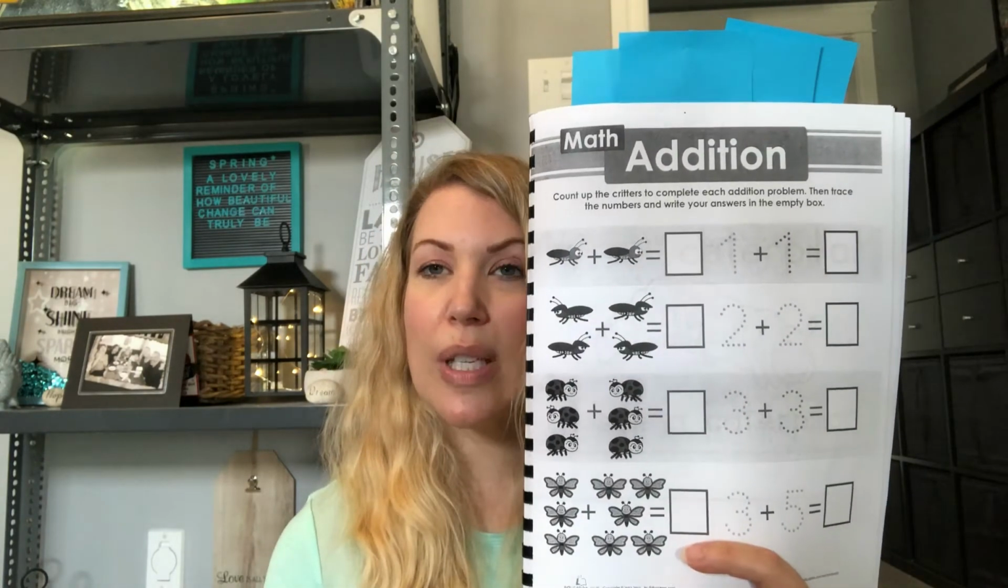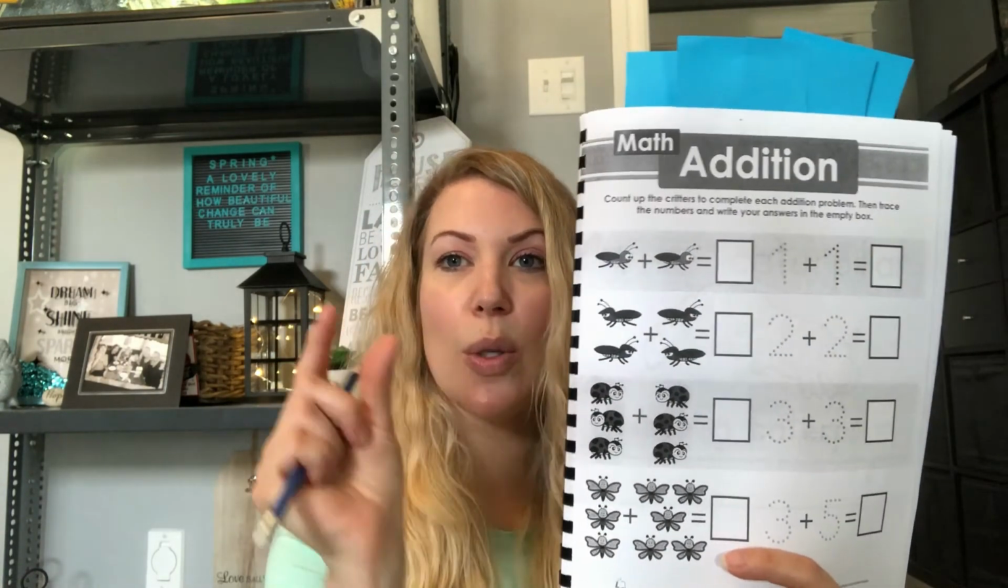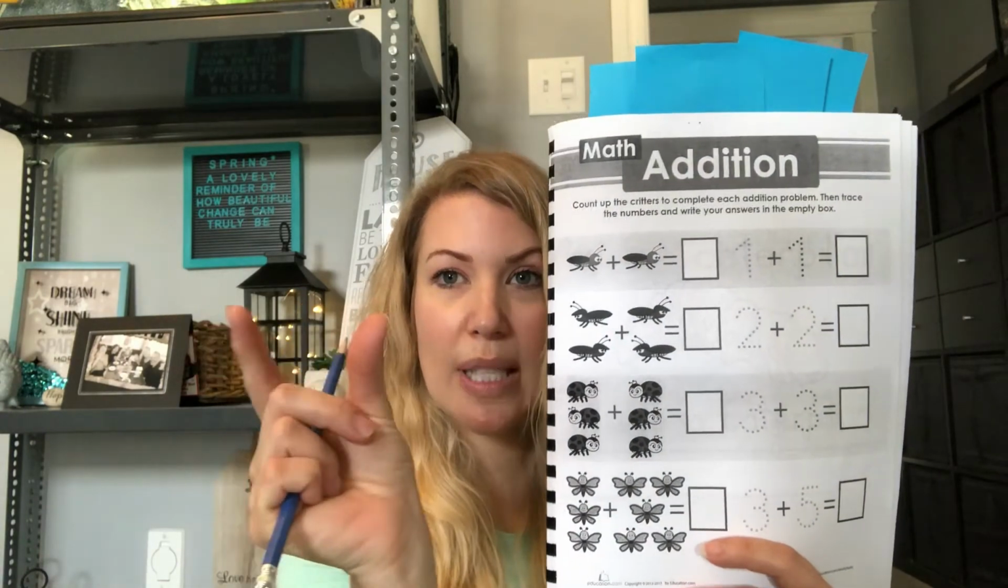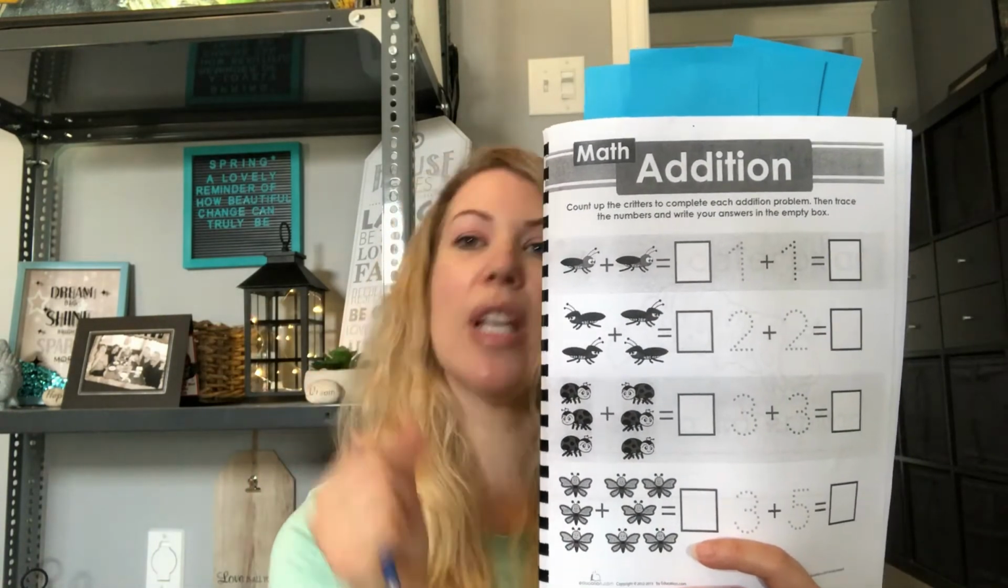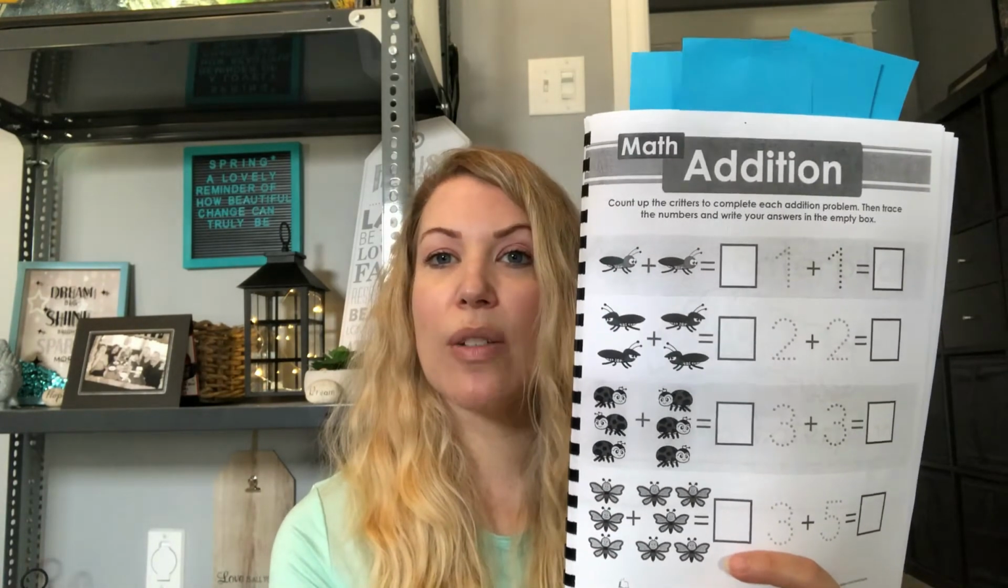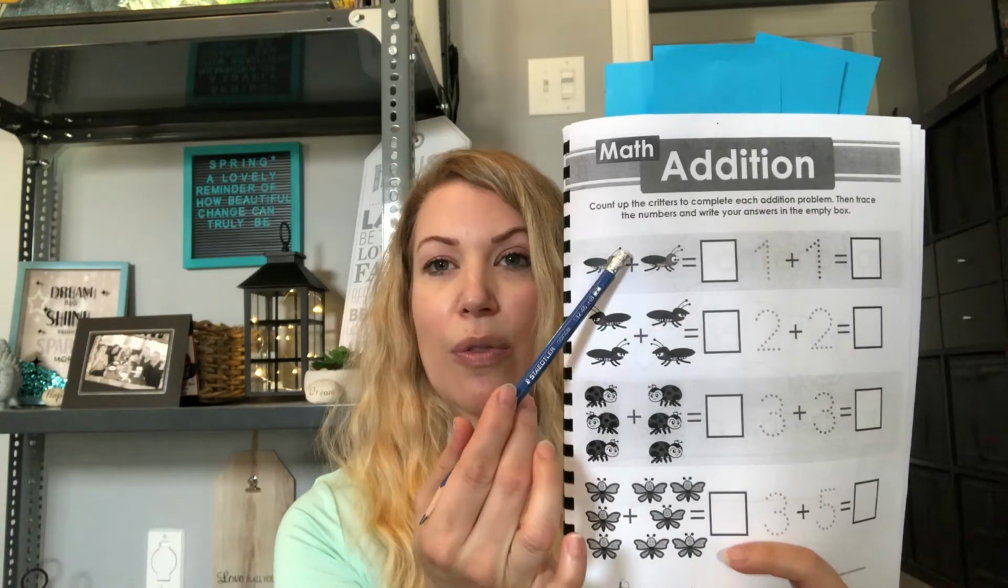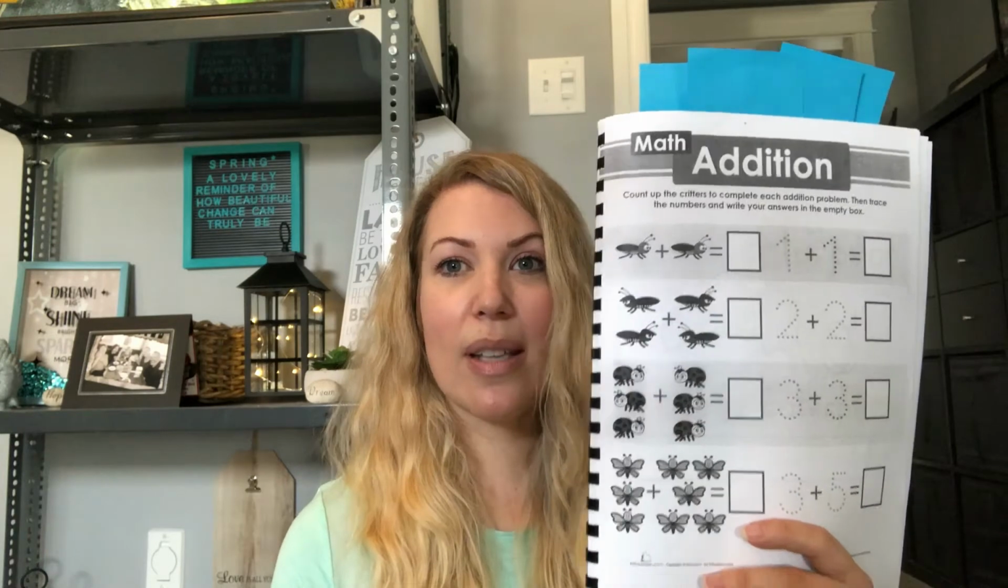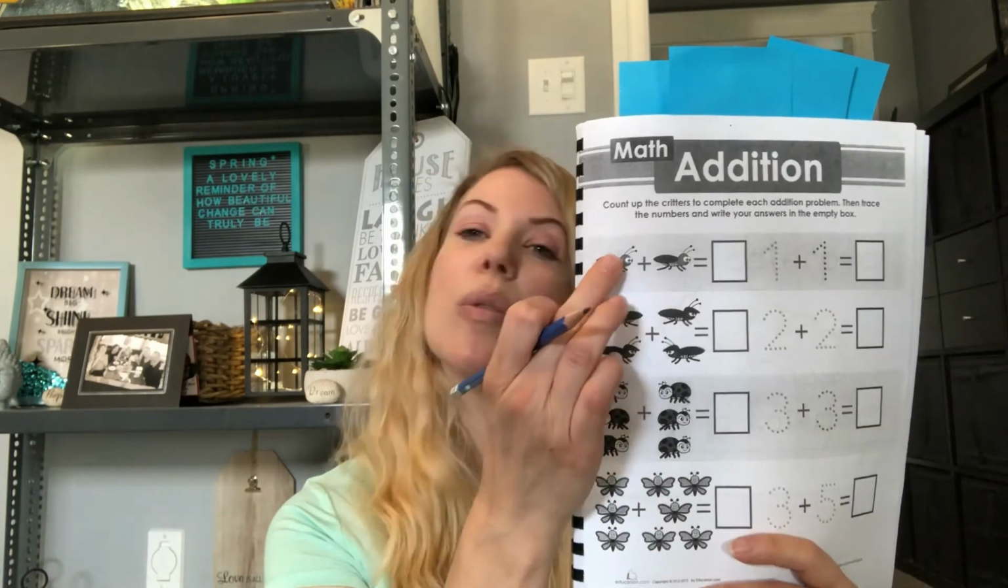So here's what you're going to do. We are going to take two small groups of bugs. We're going to put them together and figure out how many there are in each group, okay? I am not going to do the whole page for you. I am just going to do the first question and the last question, and the rest is up to you, okay? You've got this. So let's look at question number one.